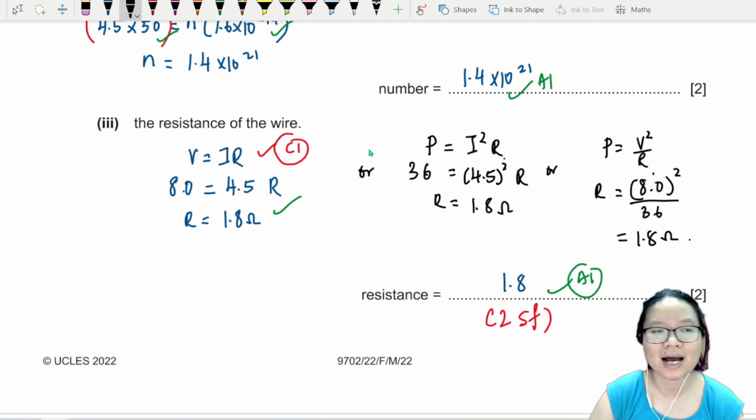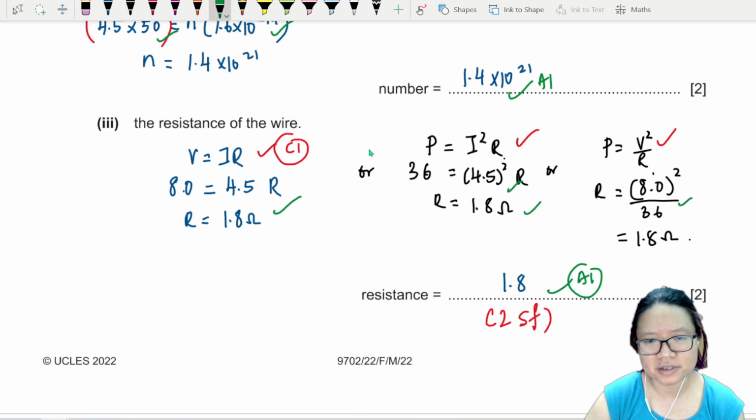Okay, so it's up to you. Either way, the right equation is 1 mark. The calculation to the final answer is the 2nd mark.